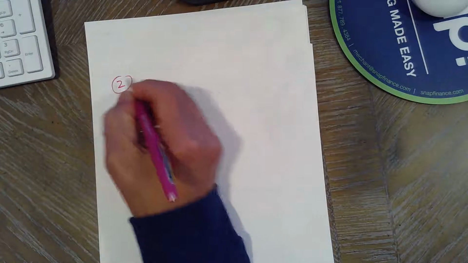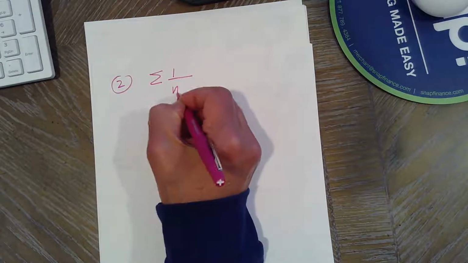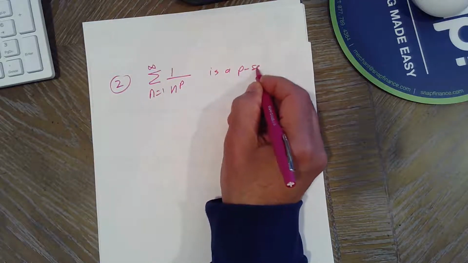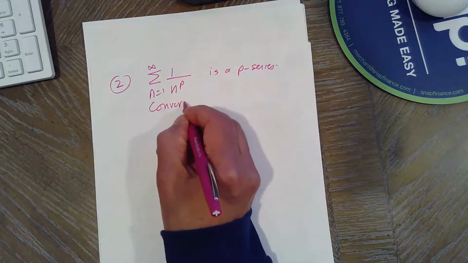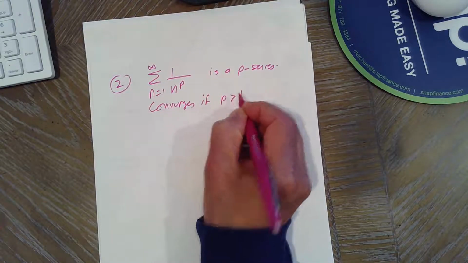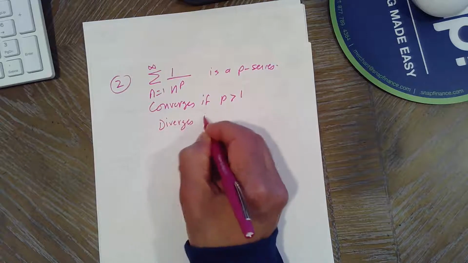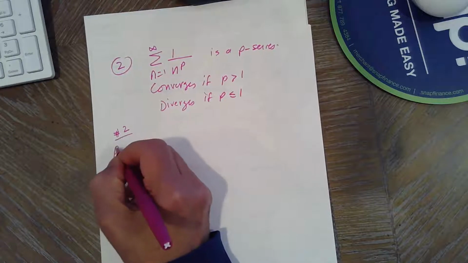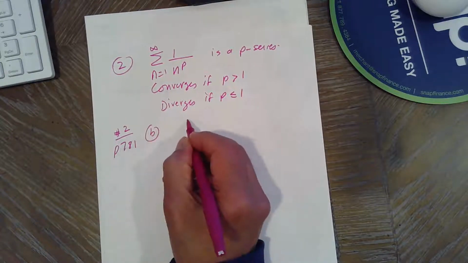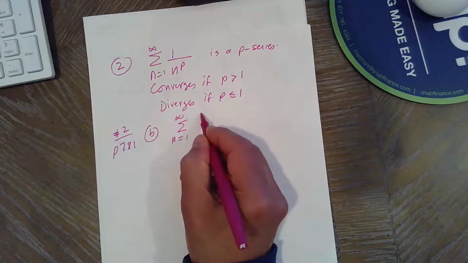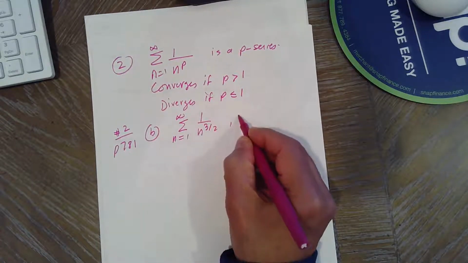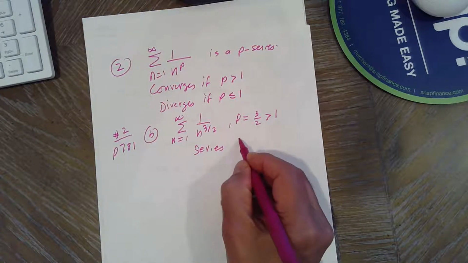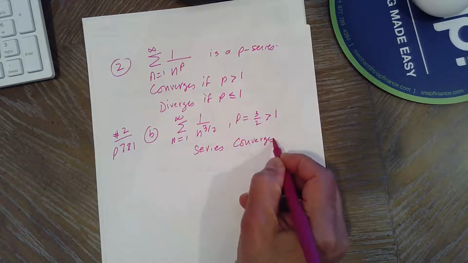Then if it's a p-series, that's another easy one. 1 over n to the p, n equals 1 to infinity. It's a p-series. It converges if p is greater than 1, and it diverges if p is less than or equal to 1. Number 2, page 781, part B: sigma n equals 1 to infinity of 1 over n to the 3/2. It's a p-series where p is 3/2, which is greater than 1. So right away we say the series converges by the p-series test.